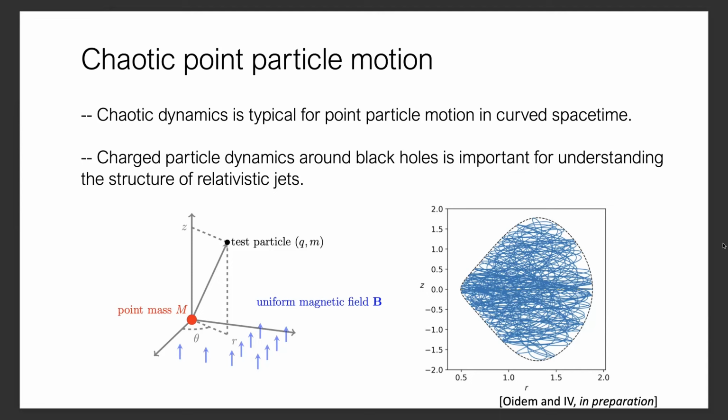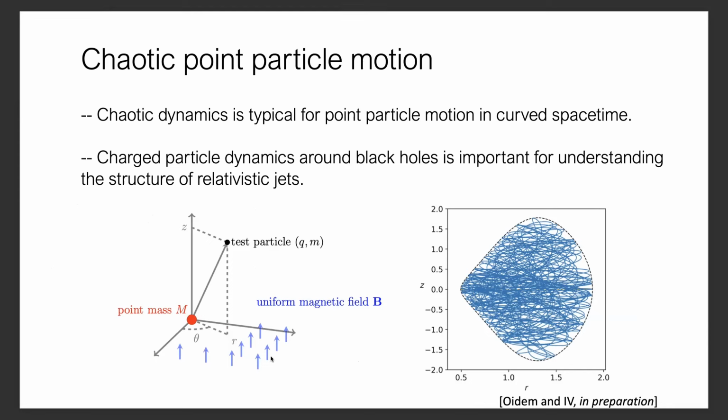In particular, the motion of charged particles around black holes is quite important for understanding the structure and properties of relativistic jets. And so we've started a research program essentially trying to understand better the motion of charged particles around black holes. Here are some figures from work I'm doing with an undergraduate, J.R. Oidem. One of our favorite systems consists of a central black hole that's immersed in a uniform magnetic field.